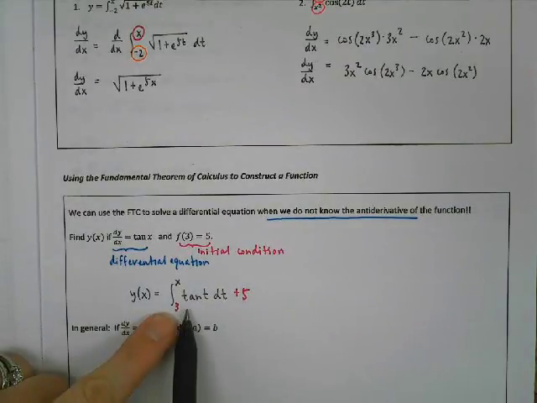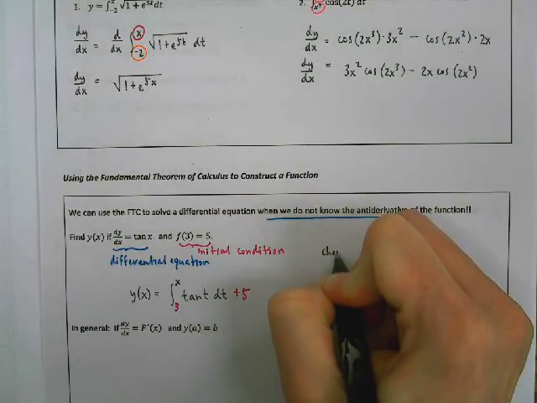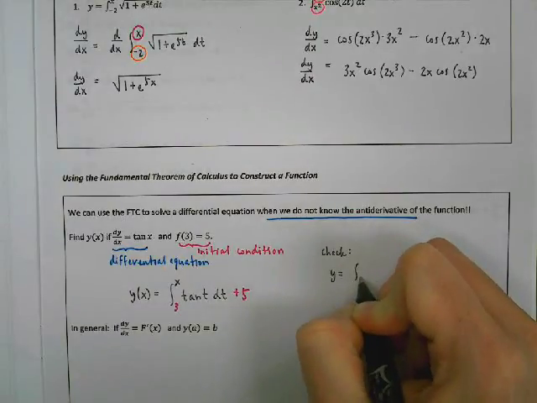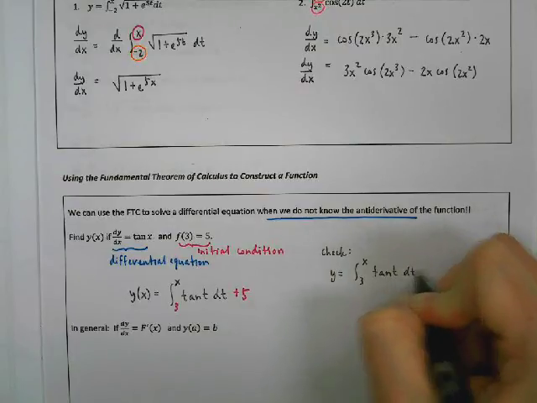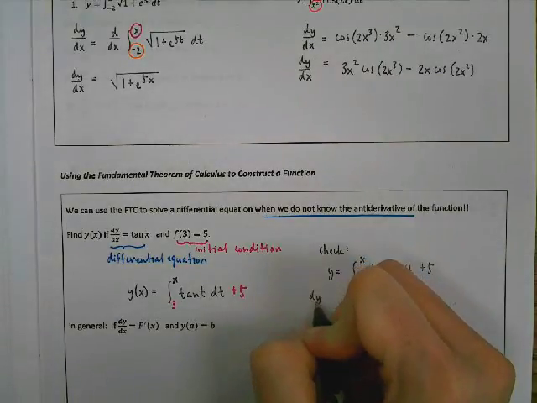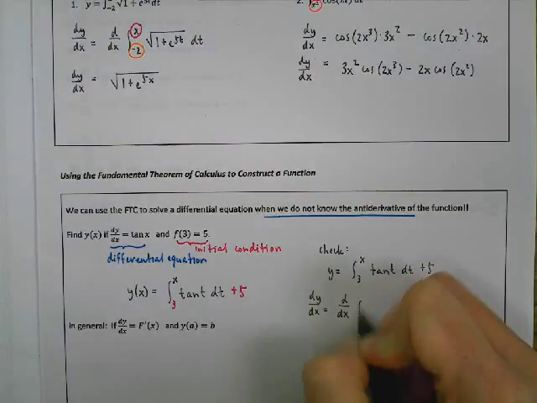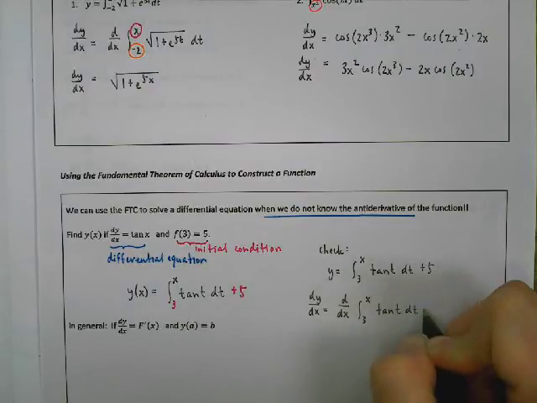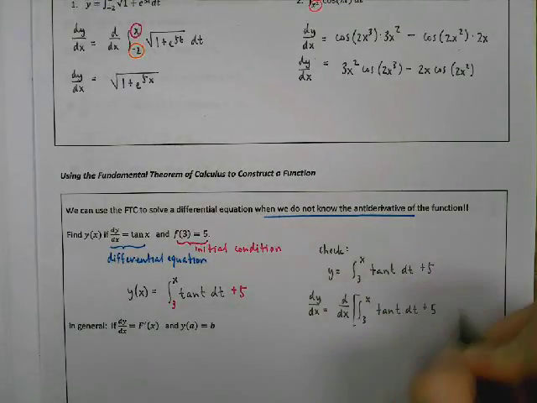Now let's check that this derivative is actually tangent of x. So I'm going to do a check step here just to show that this works. So we said our function is y equals the integral from 3 to x of tangent t dt plus 5. So now let's differentiate this with respect to x. So dy dx is the derivative of the integral from 3 to x of tangent t dt plus 5. Right? So we're differentiating this whole thing.